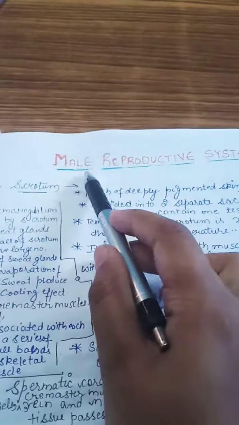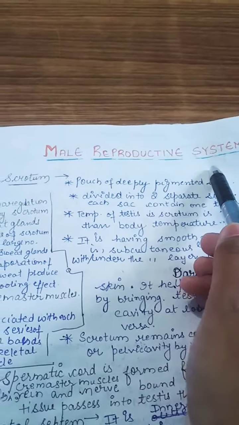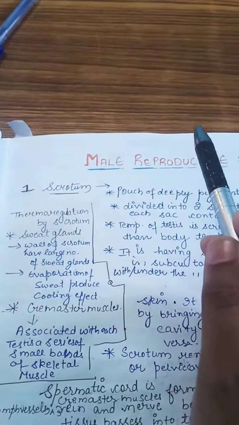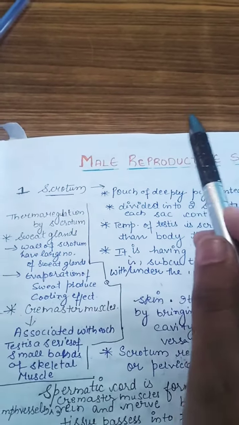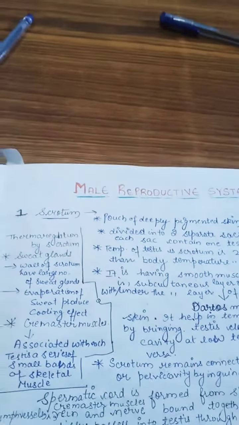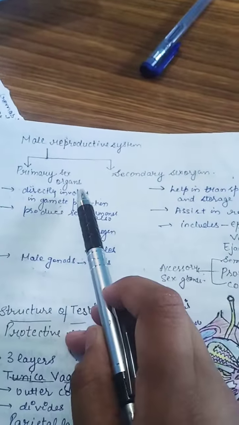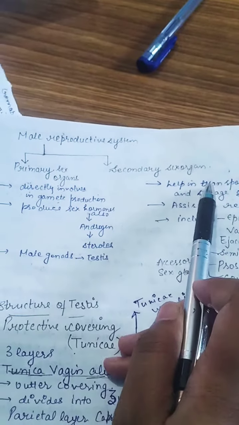Today I will start with the male reproductive system. Before starting with it, we should know that males are sexually reproducing and they are viviparous in nature. We can classify the male reproductive system into two parts: primary sex organs and secondary sex organs.